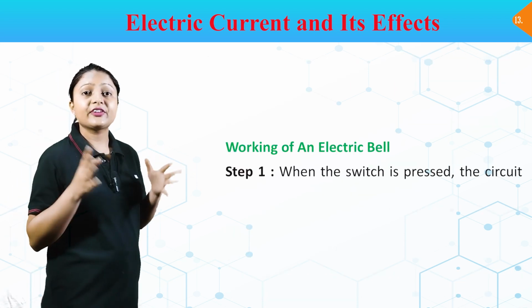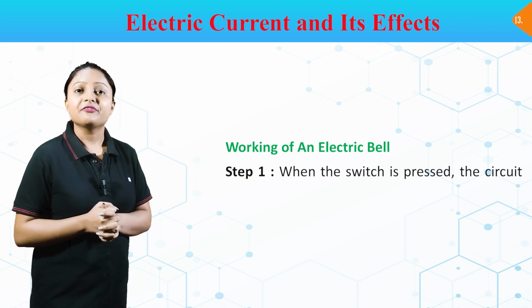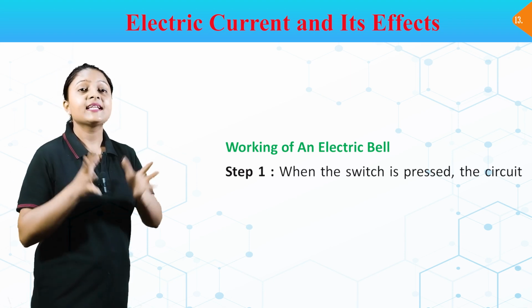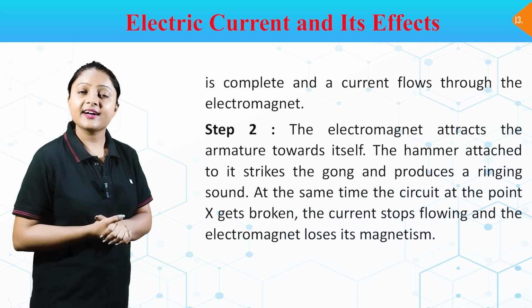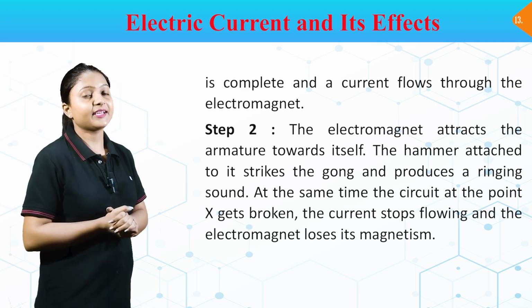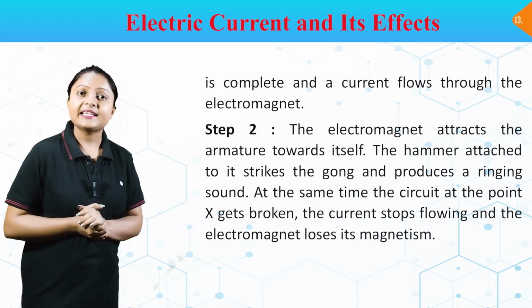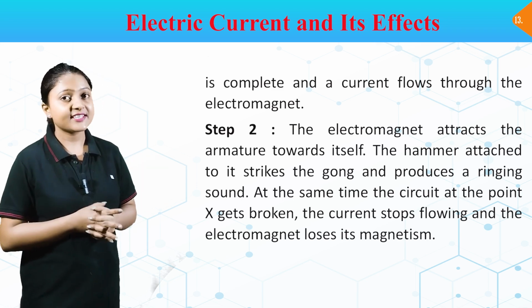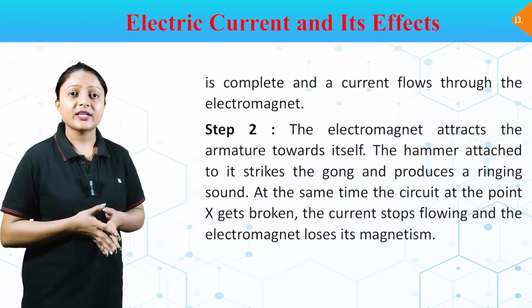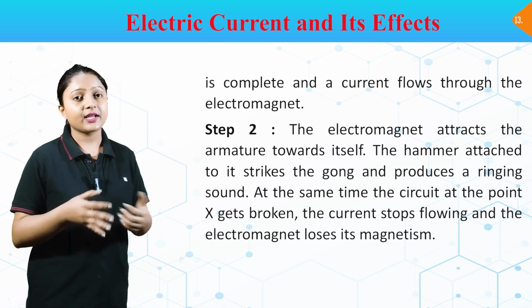Working of an electric bell. Step 1. When the switch is pressed, the circuit is complete and the current flows through the electromagnet. Step 2. The electromagnet attracts the armature towards itself. The hammer attached to it strikes the gong and produces a ringing sound.